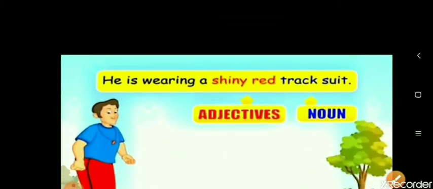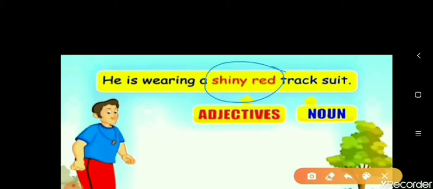Then here are some more examples of adjectives. As you can see, there's a picture of a boy wearing a red tracksuit. And the sentence is, he is wearing a shiny red tracksuit. So, children, in this, as you can see, shiny red is the adjective and tracksuit is the noun. So, shiny red is describing the noun tracksuit. How is the tracksuit? Tracksuit is shiny red. Clear? Then we have one more example here.